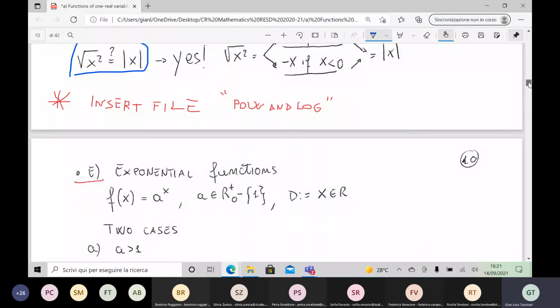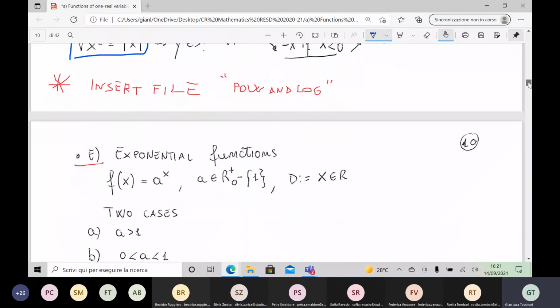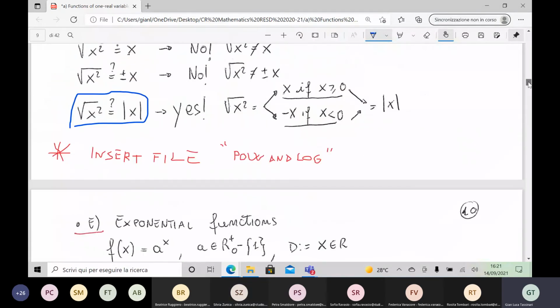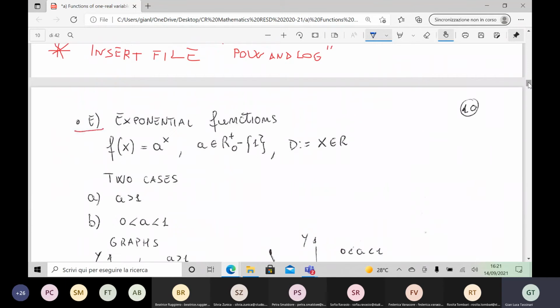So now go back to the function of one real variable, because I told you that we needed this review of powers with real exponents and of logarithms, because I want to review with you, to see with you, the exponential function and the logarithmic function.